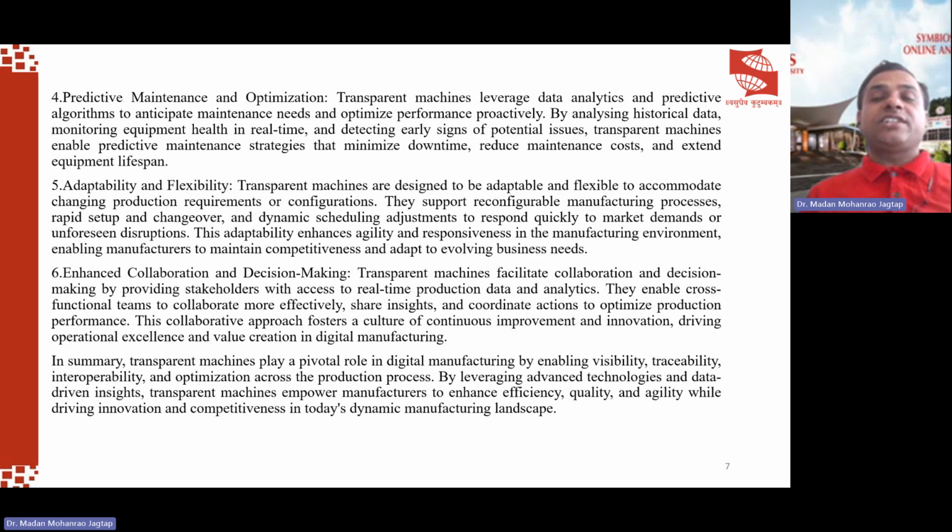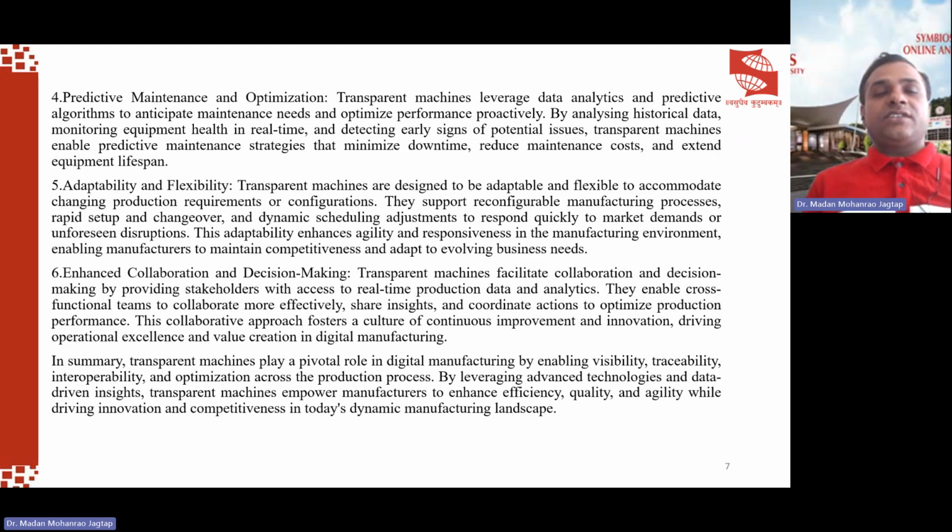And dynamic scheduling adjustment: whatever scheduling adjustments are there, they are adaptable for it, and flexibly it will do that. And they respond quickly to market demands and unforeseen disruptions. Whatever changing market demands are there, they take those, and whatever unforeseen disruptions are there, they are ready for that. So this adaptability enhances agility and responsiveness in the manufacturing environment, enabling manufacturers to maintain competitiveness and adapt to evolving business needs.